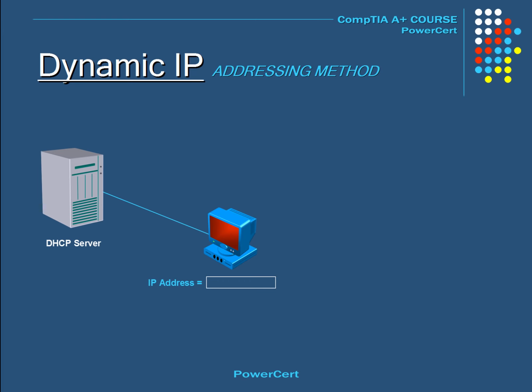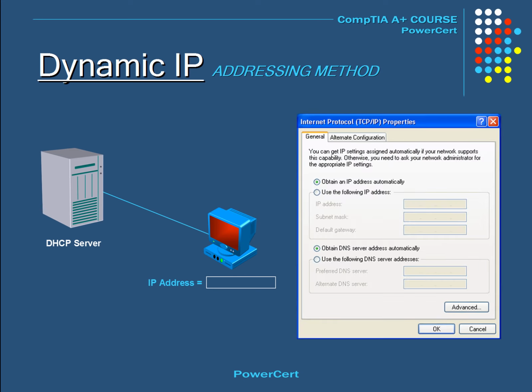DHCP stands for Dynamic Host Configuration Protocol. A DHCP server automatically assigns a computer with an IP address. And in addition to an IP address, it can also assign a subnet mask, default gateway, and a DNS server.